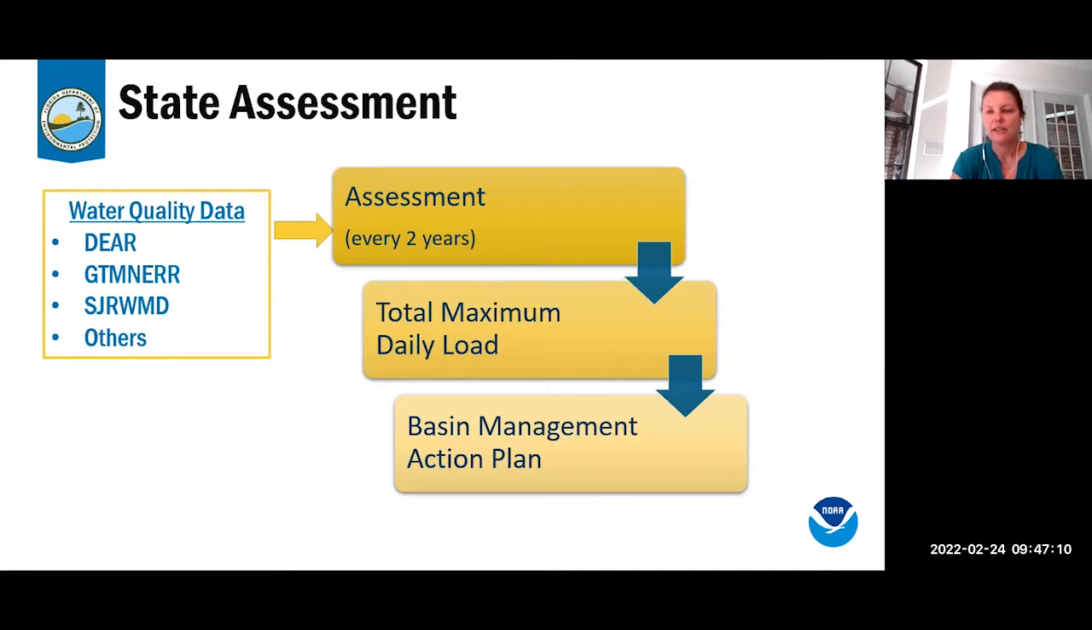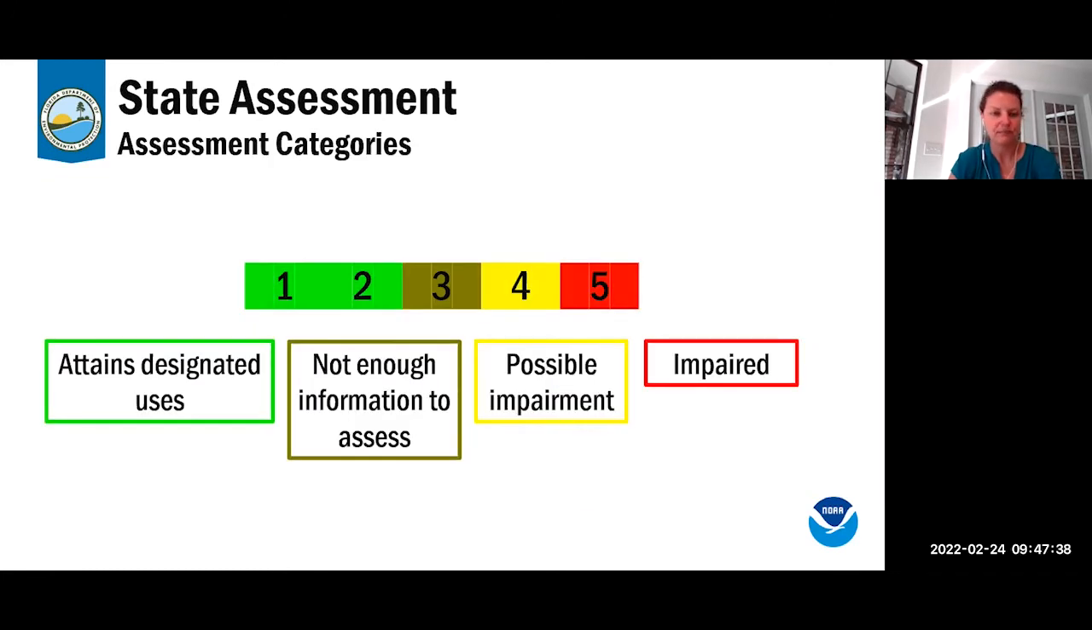The water bodies that are determined to have an impairment for a particular parameter will have a restoration target developed, called a total maximum daily load, or TMDL. And then DEP works with the different people in the watershed who are contributing to those pollutant loads to develop a basin management action plan to meet those restoration targets. So that's the state process.